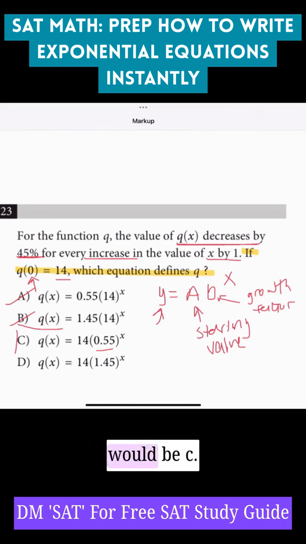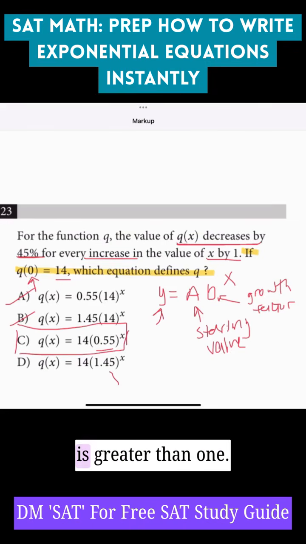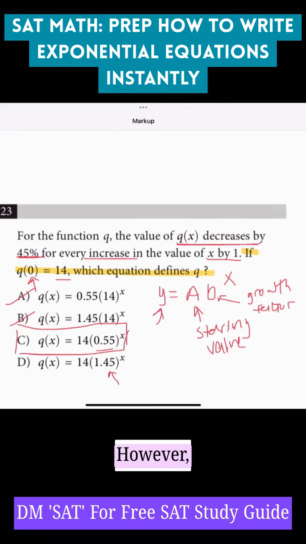So the best answer in this case would be C. Now the reason why it would not be D is because our growth factor is greater than 1. So when we exponentiate a number that's greater than 1, the overall value would get bigger. However, q of x is decreasing. So that's why C would be the best answer.